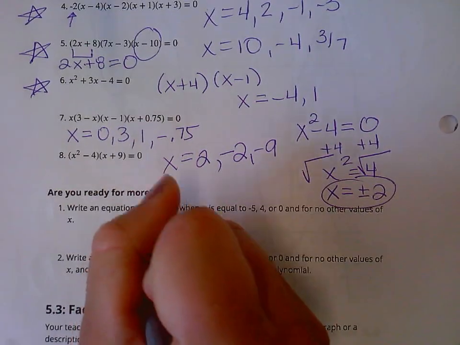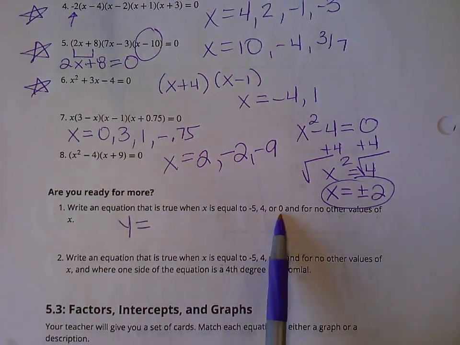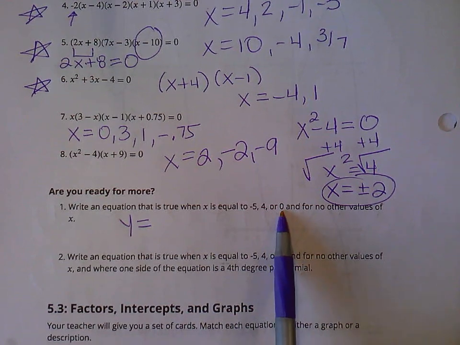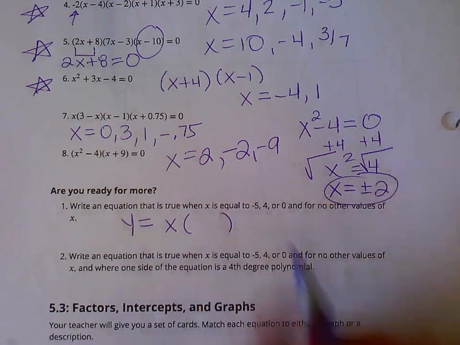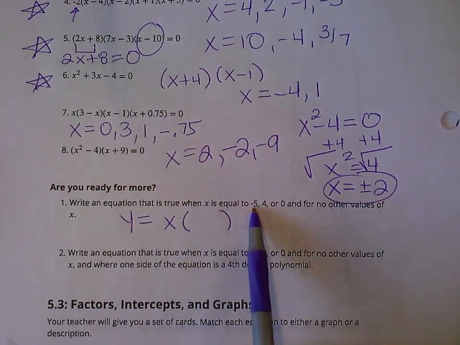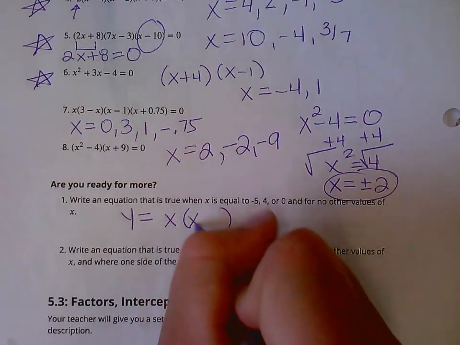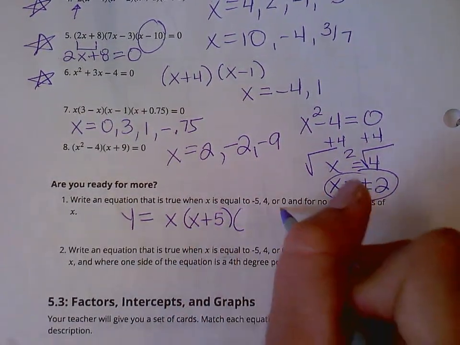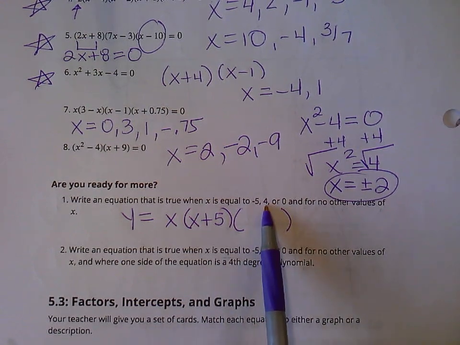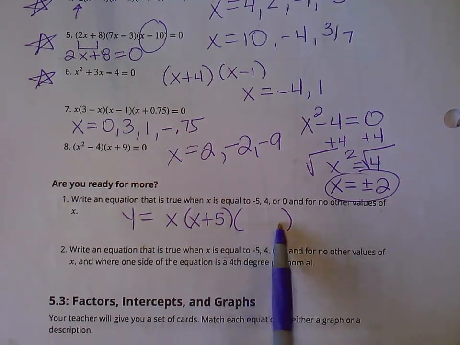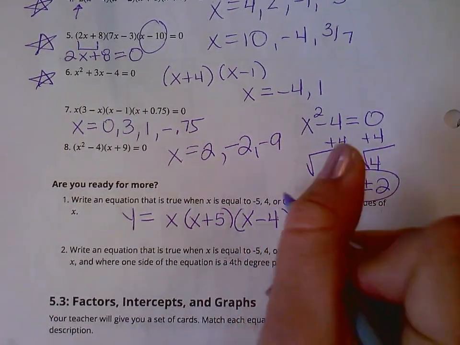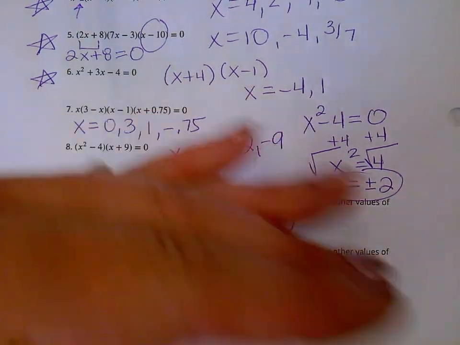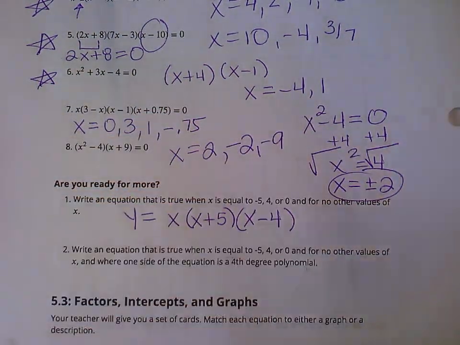What would you say for number 1? How do I get 0 to be one of the answers? I need an x out front. What is my factor going to be if -5 is the answer? X plus 5 in parentheses. And what is my factor going to be here if 4 is my answer? What goes in the parentheses? X minus 4. Do you think you could do that either way? From the parentheses to the x-intercepts, or from the x-intercepts to the parentheses?